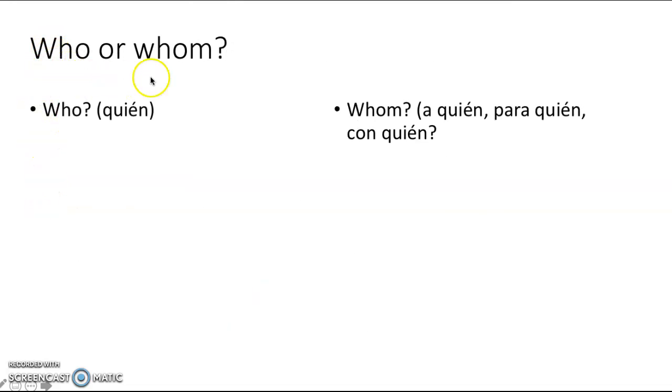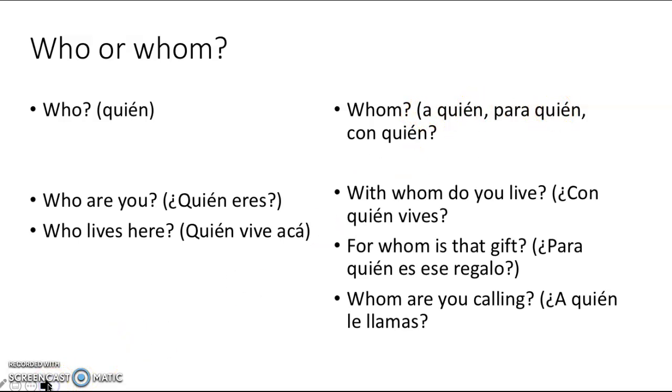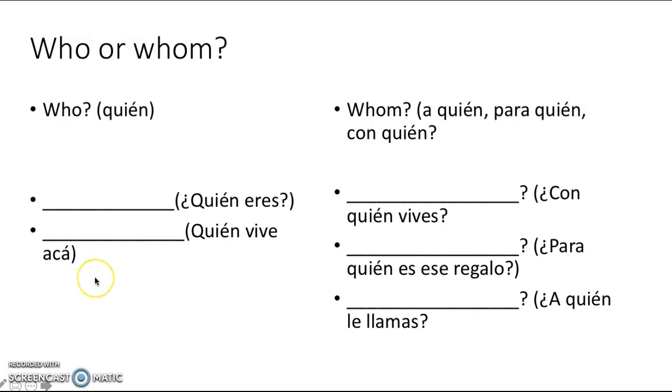Now let's quickly look at the difference between who and whom. Okay, who, you can imagine that it's like quién, while whom is like a quién, para quién, or con quién. So practice here a little bit. Try to translate these sentences in Spanish into English. I will pause the video, and when you are ready, we'll start again.